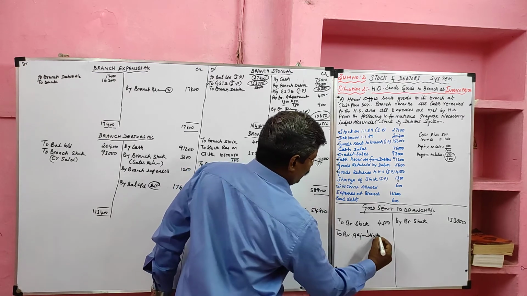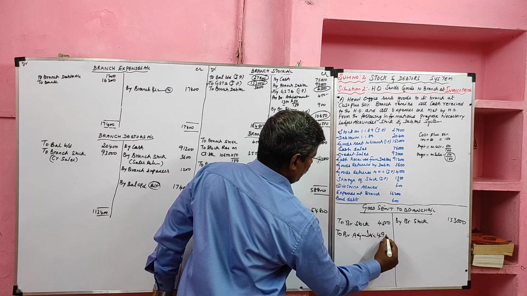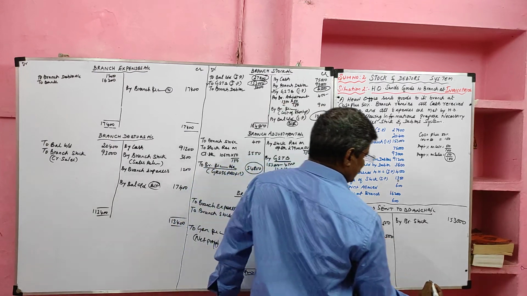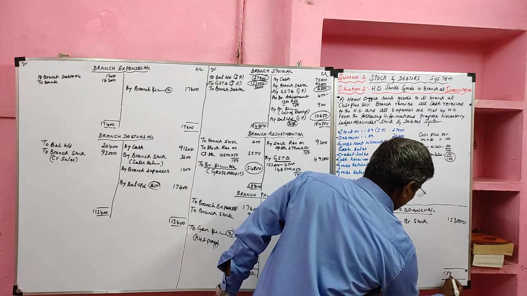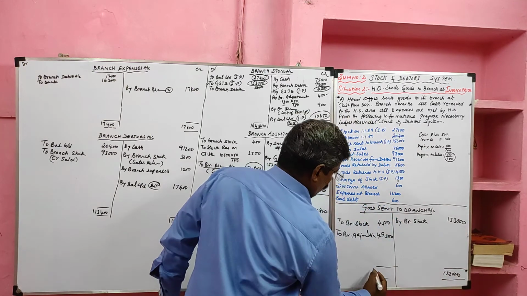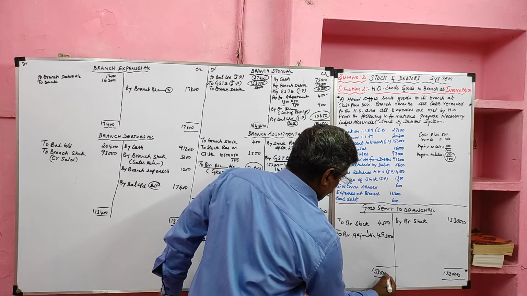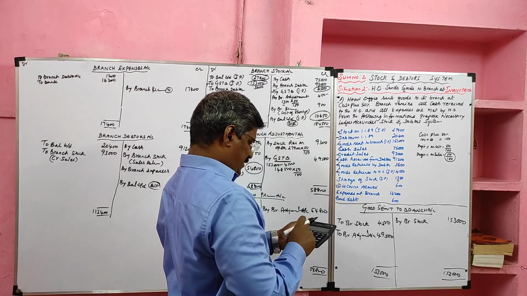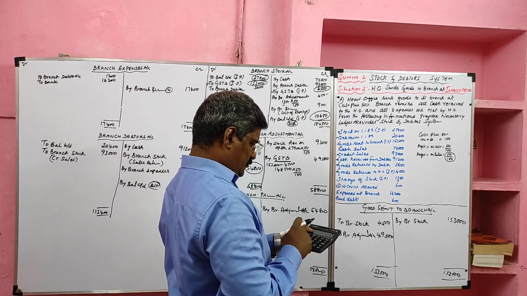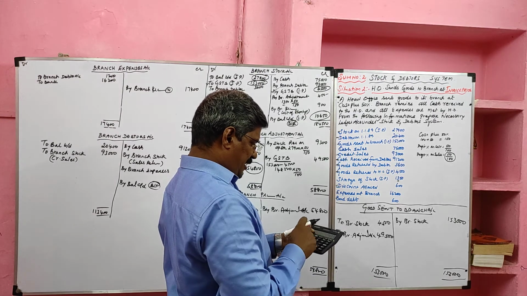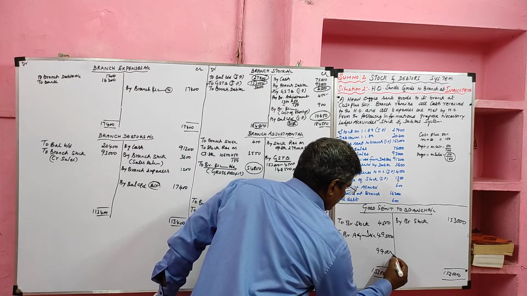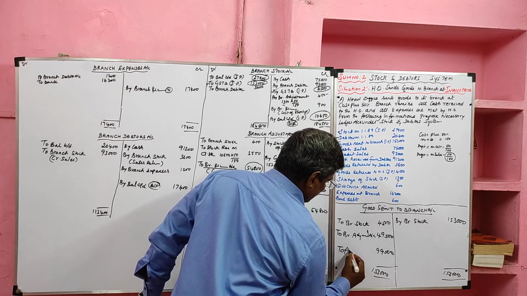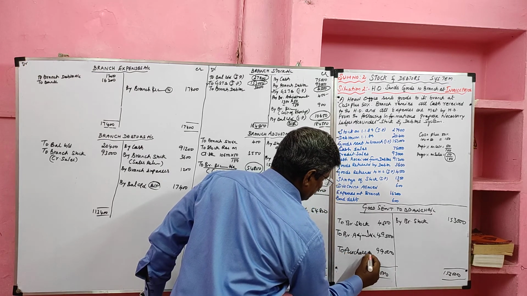Value 49,500. Now we will balance this. 1,53,000 minus 4,500 minus 49,500. So the balancing figure 99,000 is considered as purchases.